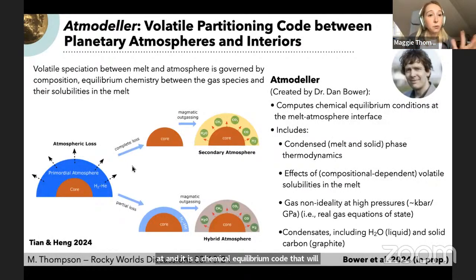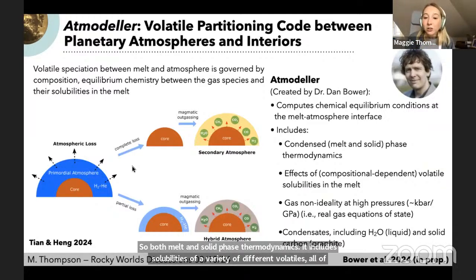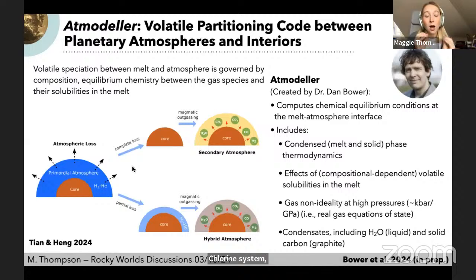First, condensed, so both melt and solid phase thermodynamics. It includes solubilities of a variety of different volatiles, all of the major species in the CHONSP chlorine system, helium as well. And in particular, it includes the compositional dependence, which I think is quite important to be sure that we're being consistent. If you're simulating a planet and you want it to have, say, a basaltic composition, that then all of your solubility laws are consistent with that composition.